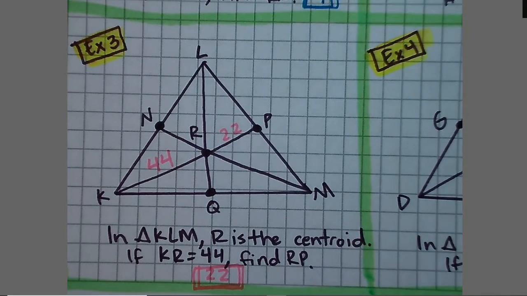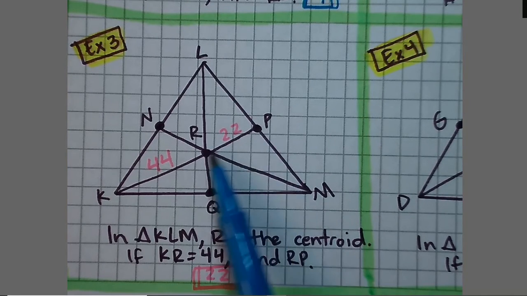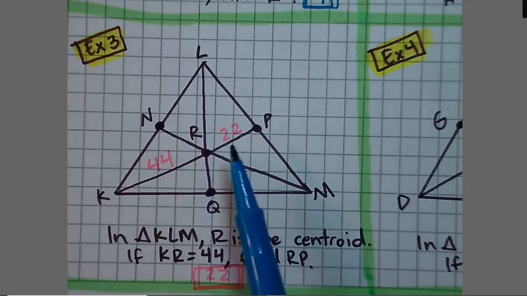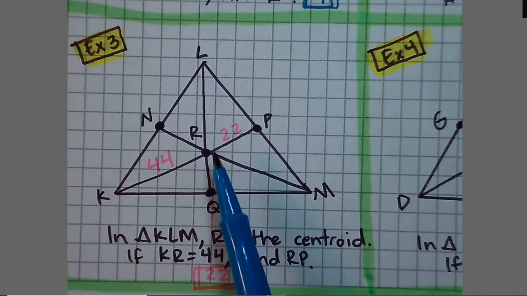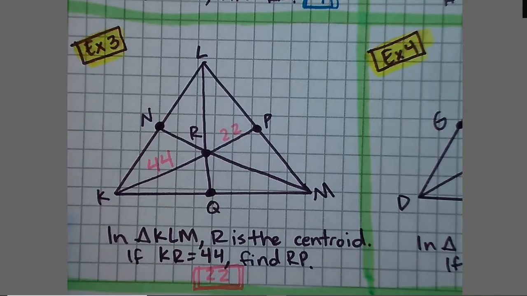All right, and again, just remember that the longer one is double the shorter one, or the shorter one is half of the longer one. So that's just how I remember that relationship there. All right, and let's work out one more example, and then I think you guys will be good to go.